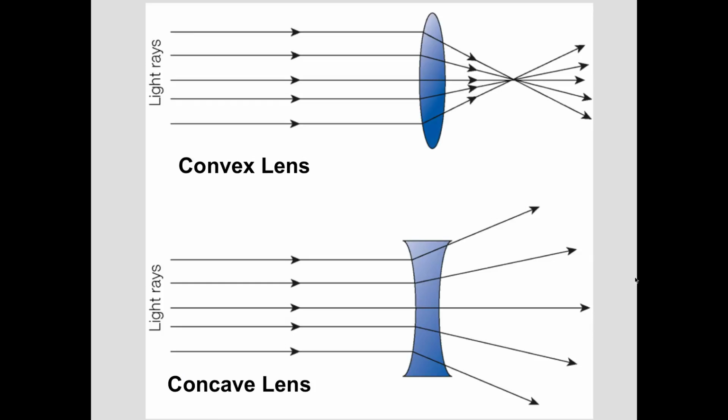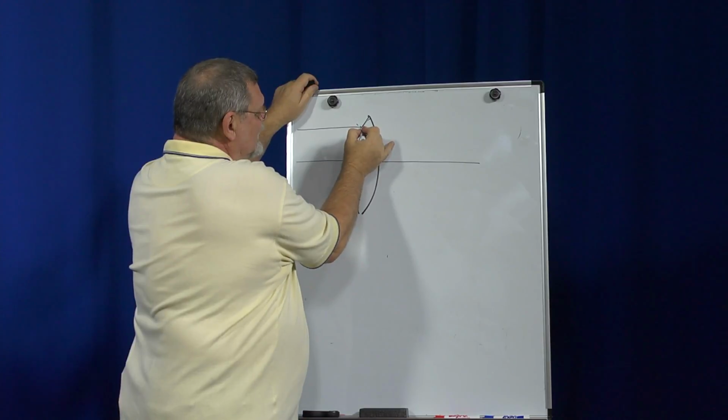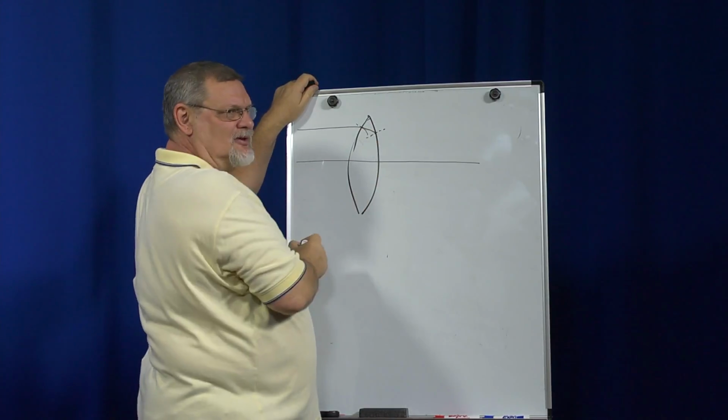And we have the convex lens and the concave lens. What happens in a convex lens? Briefly, as the light enters the center of it, it's going to go straight through. As the light ray hits this point, here's my surface normal. As it hits this point, it's going to bend towards the surface normal, which means it's going to bend that way. And here's the surface normal on the other side.